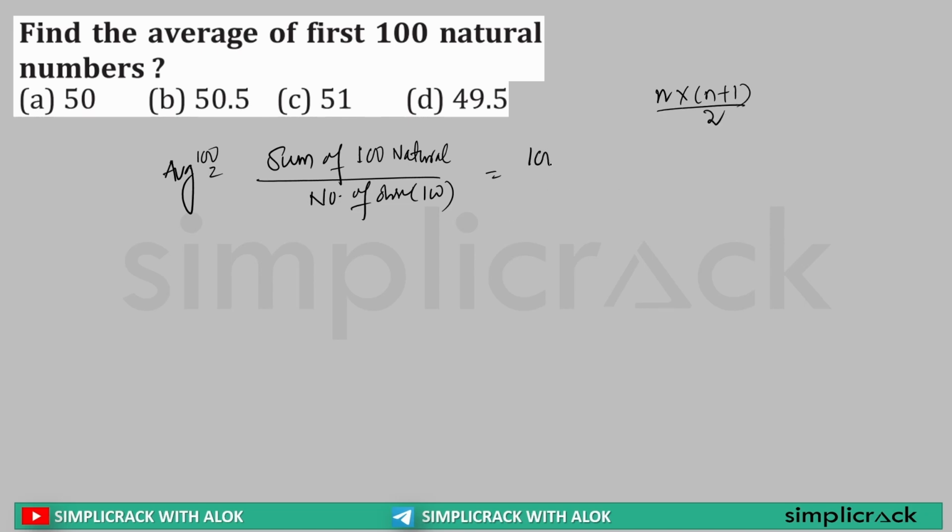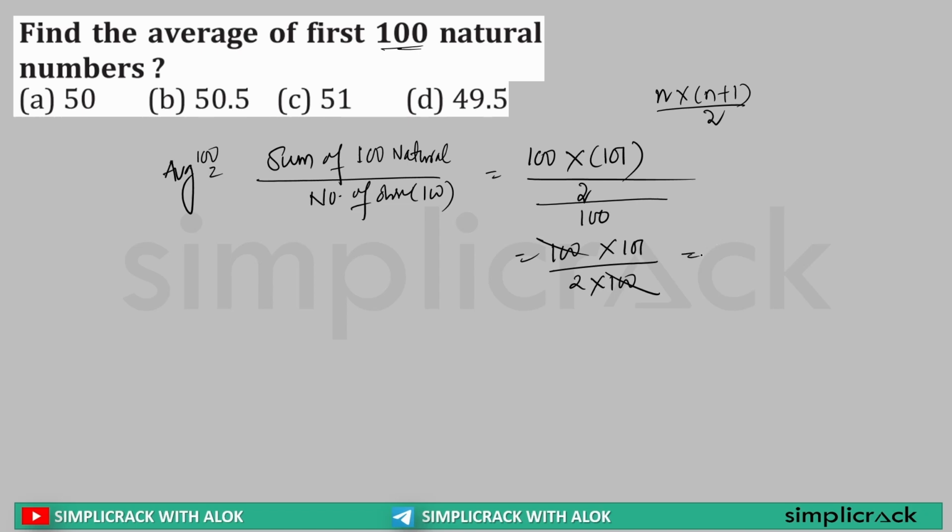Now sir, n is what for me? 100 into 100 plus 1, that is 101, divided by 2, divided by the number of observations, what? Sir, 100. So sir, this can be written as 100 into 101 divided by 2 into 100. Yes. Now 100 cross out. What is remaining, sir? 101 by 2. Now if I divide it, how much will I get? Sir, 2 fives are 10, 0 will be there. So sir, the answer is 50.5. This is how you should solve the question. You should not be worried much about everything.